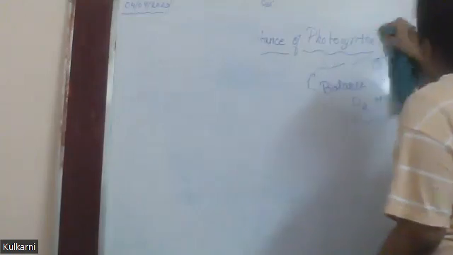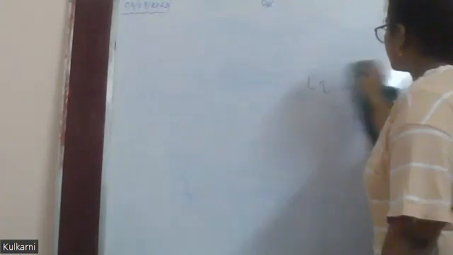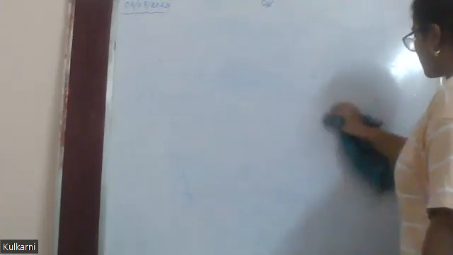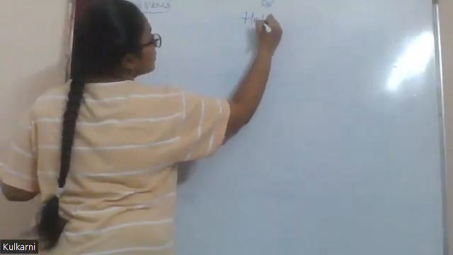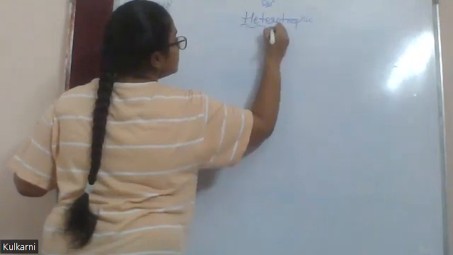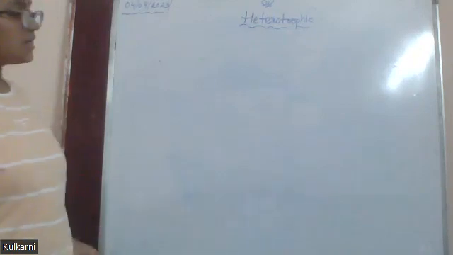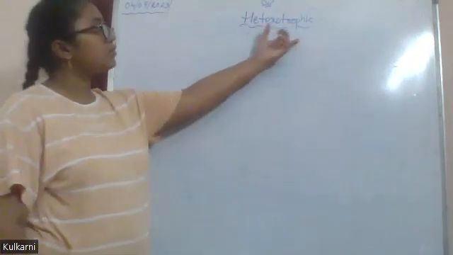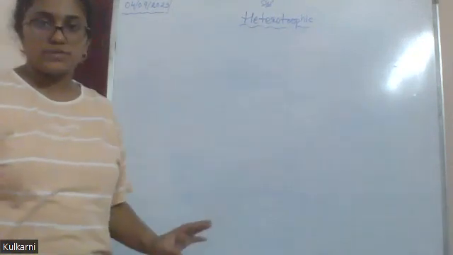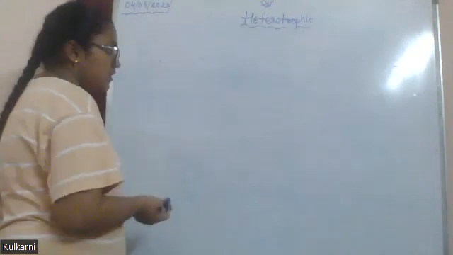So now we will go towards the heterotrophic or the dependent organisms. This topic we will finish off with one single flowchart only. Starting with the first one, heterotrophic. Obviously, the organisms which follow autotrophic nutrition were called autotrophs. Similarly, the organisms which follow the heterotrophic mode of nutrition are called heterotrophs.